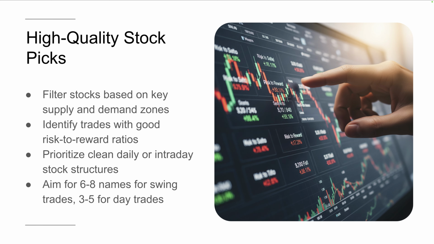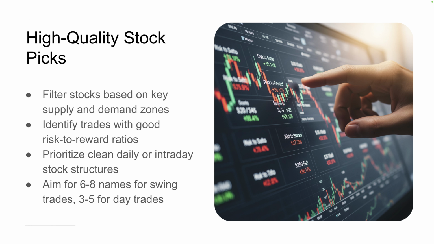After I do that, I typically end up with 20 to 30 names on my watch list, but I want to narrow my focus down, aiming for 6 to 8 names to focus on for swing trades and 3 to 5 names to focus on for day trades. This is where clarity happens. I shrink my list by looking for clean price action, nearby supply and demand zones, and good risk to reward ratios. Only the best make the cut.